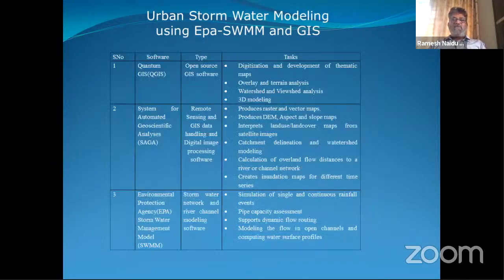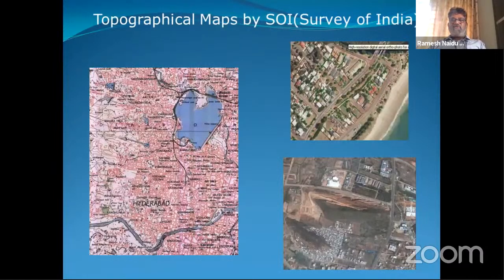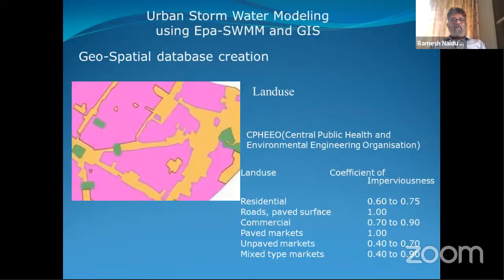And different software, we can use it for this application, including remote sensing, GIS software, as well as simulation software. The overall process, I told you what sort of process it is. And the images, we can use satellite images here also to develop the land use, because land use is a very important factor for flood, and slope also very important. So further, we can use satellite images and all. And this is the land use and imperviousness.